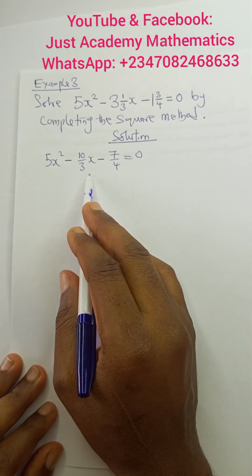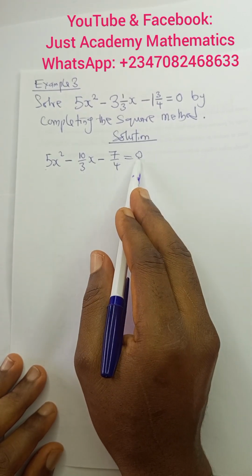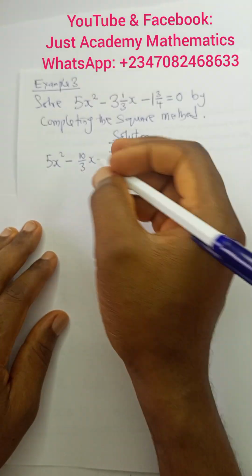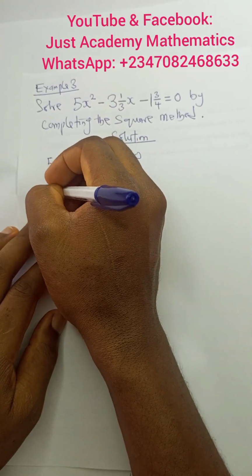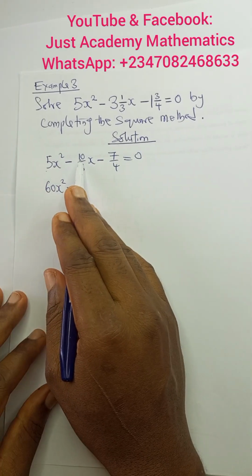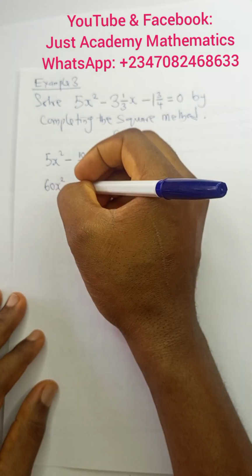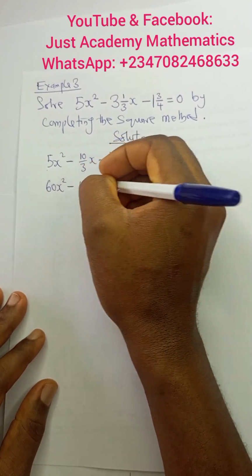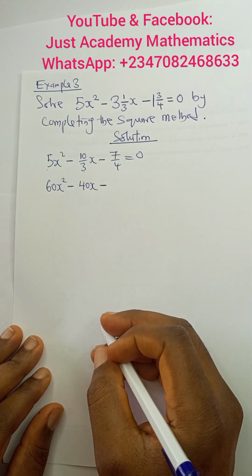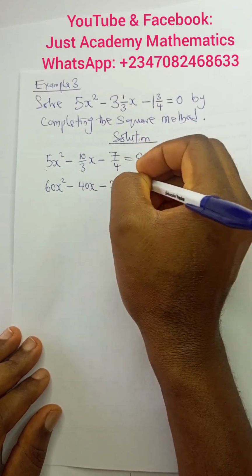That is, the LCM is 12. Times this with 12, times this with 12, times this with 12, times this with 12. You have a straight equation. So if you times this with 12, you are going to get 60x squared minus, if you times this one with 12, 12 divided by 3 is 4. 4 times 10 is 40x minus, if you times this with 12, 12 divided by 4 is 3. 3 times 7 is 21 equals 0.